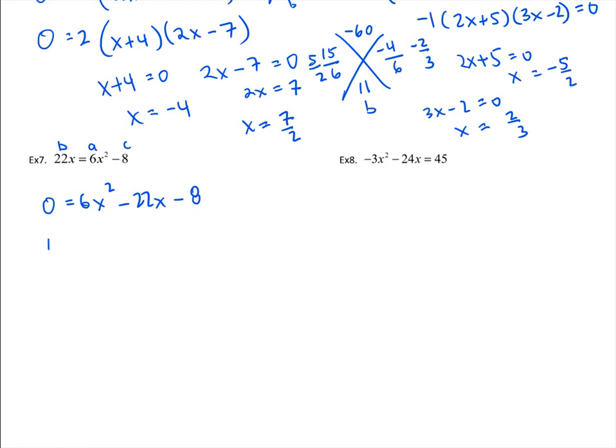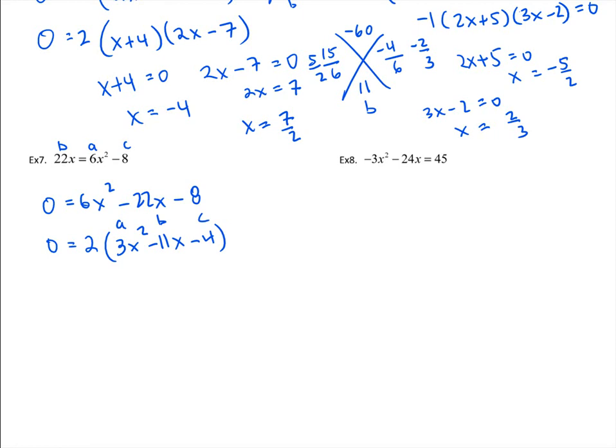Now let's look for a GCF. So what can I take out? It looks like I can take out a positive 2. I'll get 3x squared minus 11x minus 4. Right. So here's my A now, my B, and my C. A is positive, so I can start using the x.